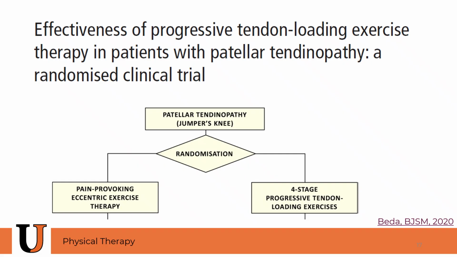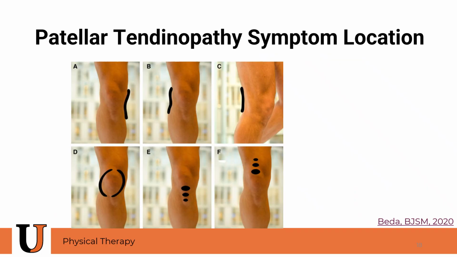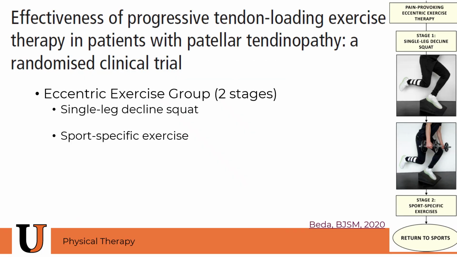In this randomized clinical trial, they had 76 patients with clinically diagnosed and ultrasound confirmed patellar tendinopathy, and they were randomly assigned to a 1-to-1 ratio to receive progressive loading or eccentric loading. The primary endpoint was the clinical outcome after 24 weeks. They tried to isolate only patellar tendinopathy patients, so in order to be a part of the study, they had to label their symptom location as the picture E here, so along the patellar tendon. If they didn't have symptoms there, then they were not a part of this study.